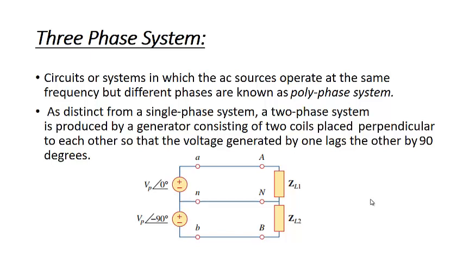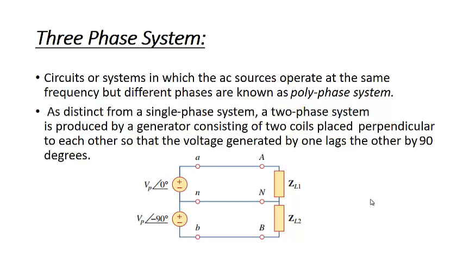A circuit or a system in which the AC sources operate at the same frequency, but at different phases, is known as a polyphase system. This three-phase system is a type of polyphase system. In this, all the three phases are operating at the same frequency, but they will have a different phase. So before going into the three-phase system, let us have an insight into the two-phase system.